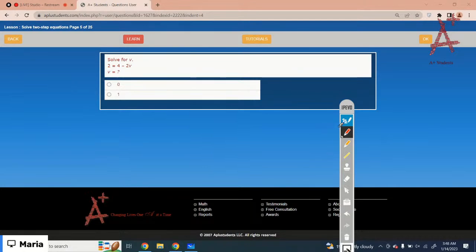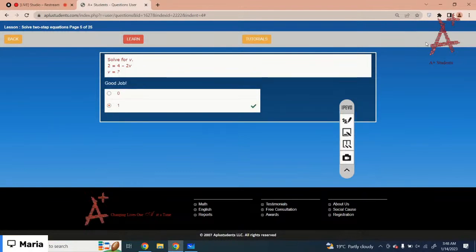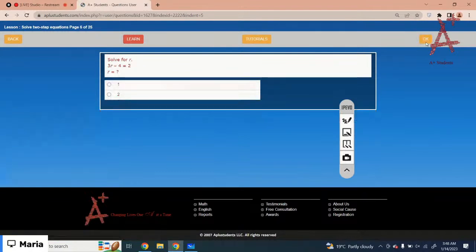So just select the correct option, then click on the OK button. Okay, which is the correct option? 3r minus 4 equals 2. So which is the correct option?